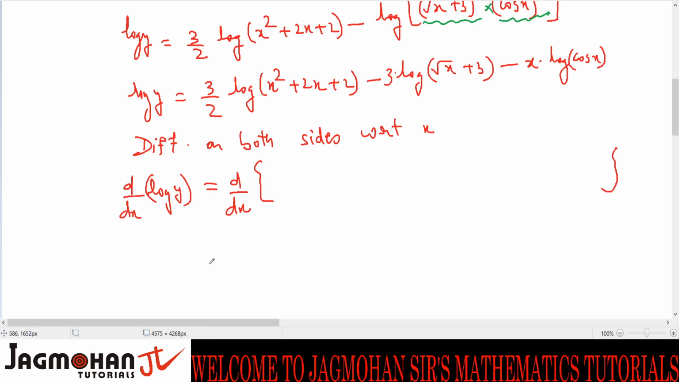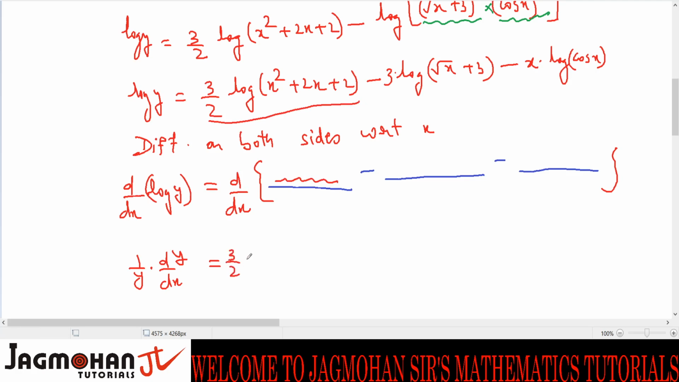Now I write the derivative of log y, which is 1 over y d by dx of y, and here you write the derivative of all this. You have 3 by 2 log of x square plus 2x plus 2, minus 3 times log of square root of x plus 3, minus x into log of cos x. So you get d by dx of this, where 3 by 2 is a constant, so that 3 by 2 will come out. It is a constant multiple, so 3 by 2 out, d by dx of log of x square plus 2x plus 2.